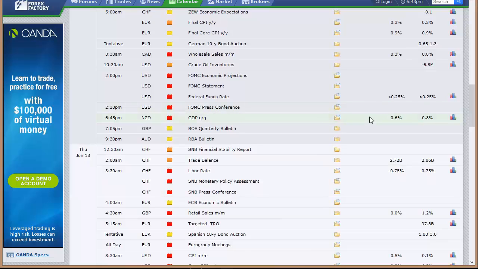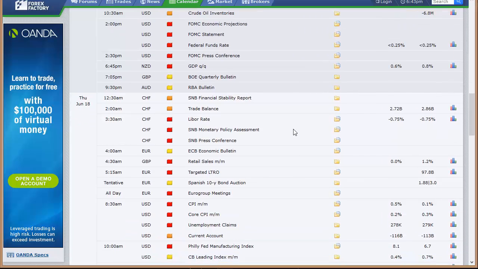We've got a rate announcement this week, so a 2-day Fed meeting. That'll mess up Tuesday and Wednesday for us a bit. 2 p.m. Eastern time, and then the press conference 30 minutes later. GDP out of New Zealand that night.